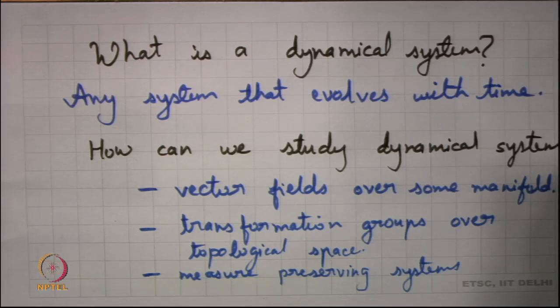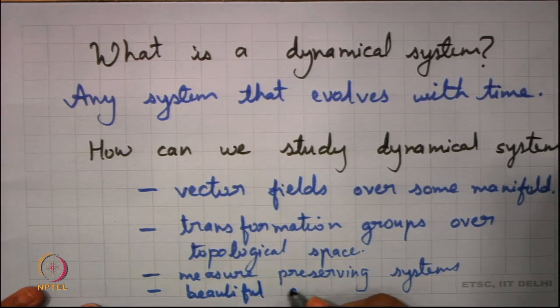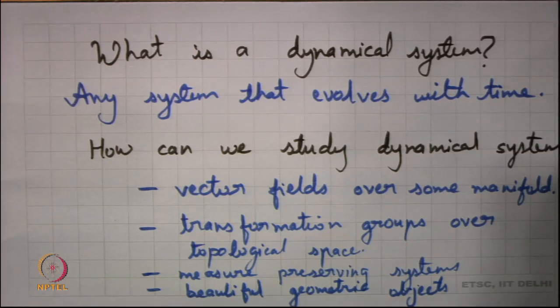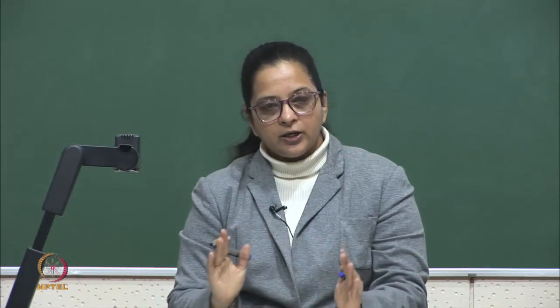Apart from that, there is also a way to study beautiful geometric objects which result from the dynamics, and these objects, as you all know, are called fractals. So, one can also look into the analysis of fractals, because this is where the dynamics happens to be chaotic. So, one can look into this aspect also for the study of dynamical systems.